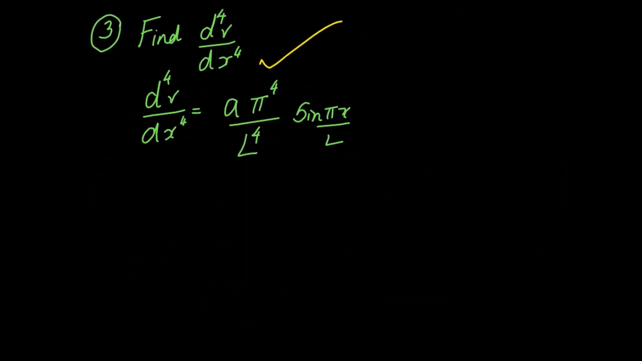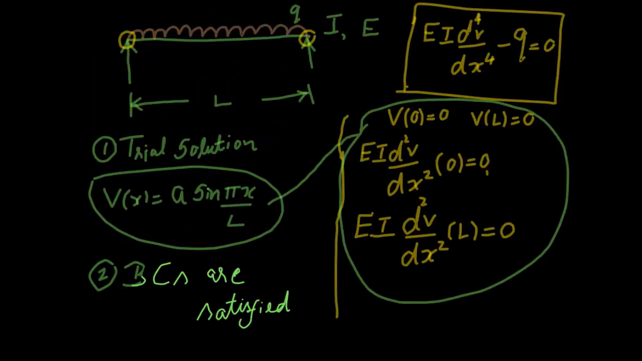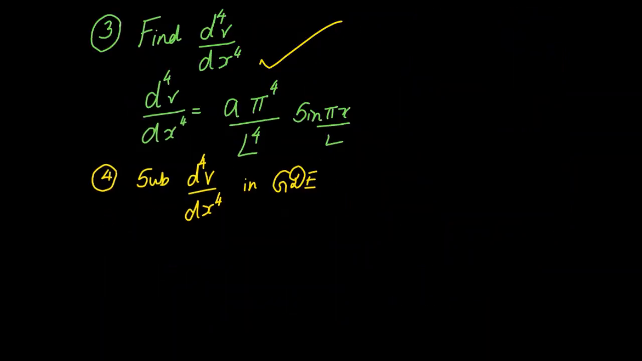So what is going to be step number 4? Step number 4 is you have to substitute the value of d power 4 v by dx power 4 in the governing differential equation. So just go ahead and substitute the value of d power 4 v by dx power 4 in the governing differential equation. So here we go. I'm indicating that by this blue here. So let us substitute and let us turn the crank of mathematics. Let us see what mathematics has got.